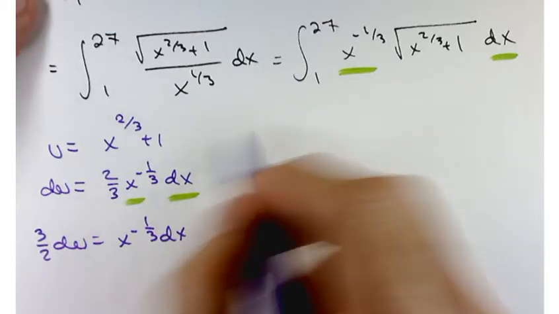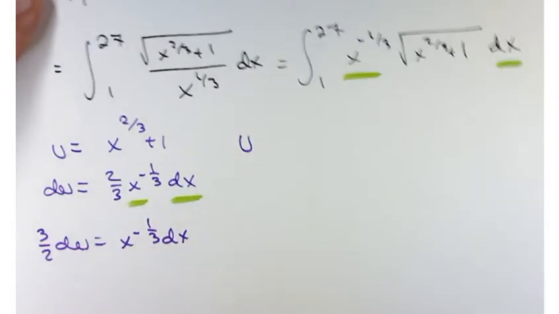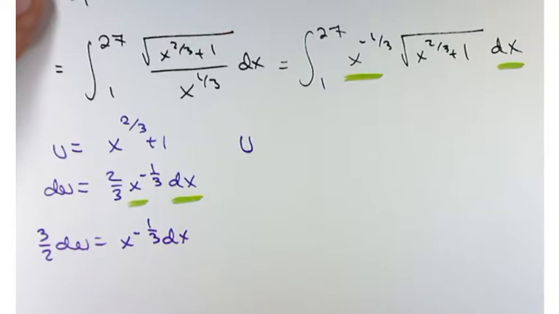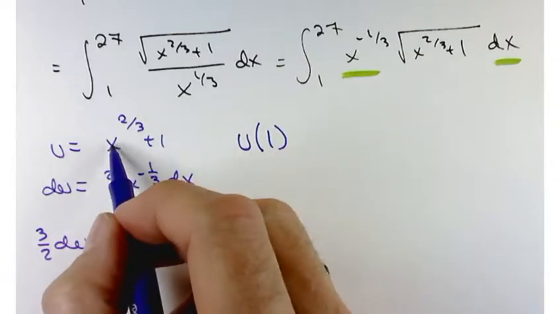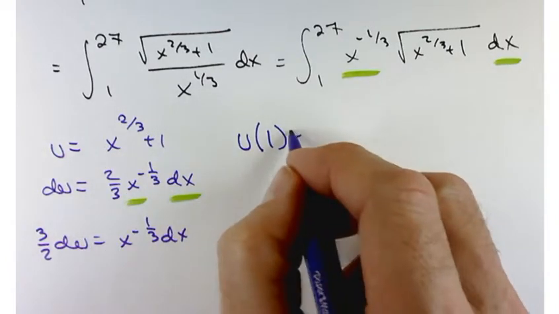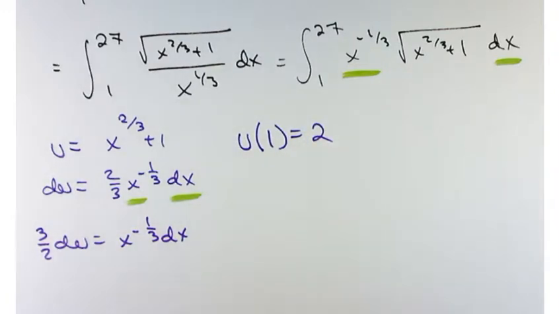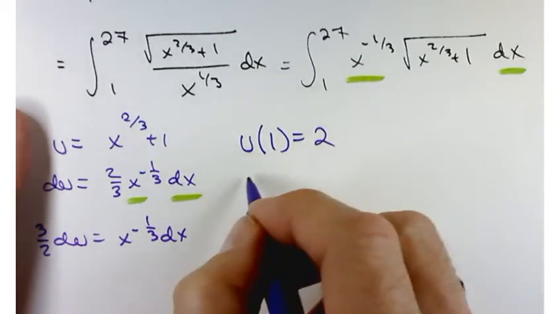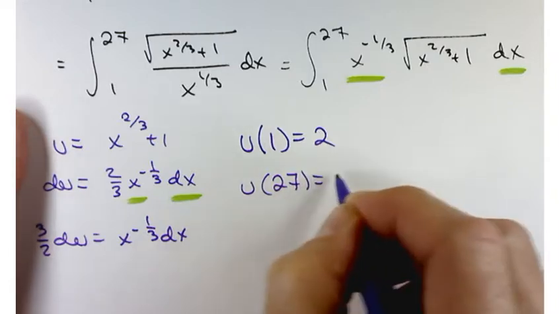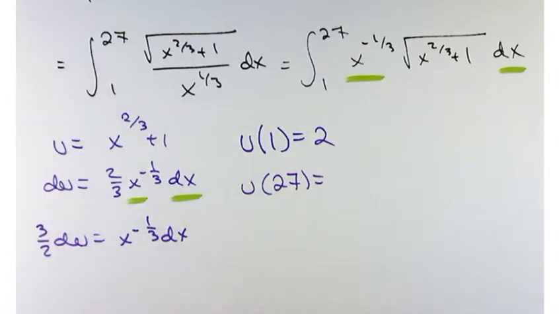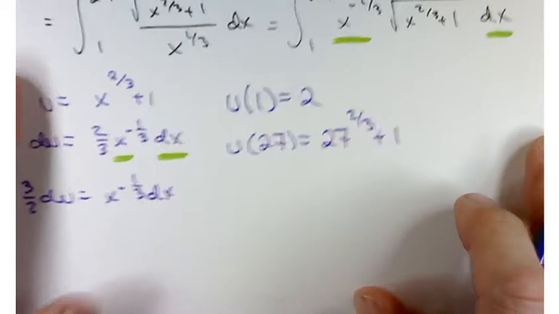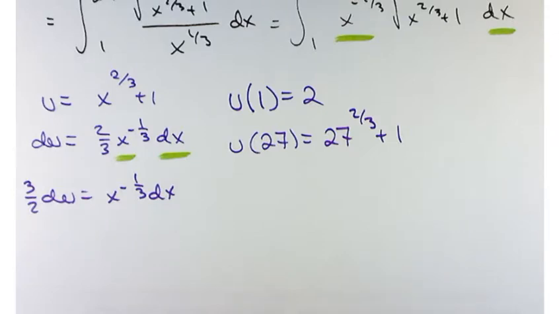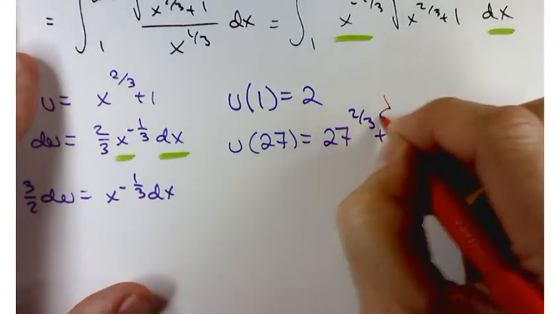Let's see. What else should I do while I'm here? Perfect. Let's change the limits of integration here. So if I put in a 1, u of 1 is going to be 1 to the 2/3 plus 1. I'll get 2. Nothing big there. Now u of 27, well, that might require a little bit more thought. 27 to the 2/3 power plus 1. Well, yes. If you can't see that it's 9, there's a couple things you can do.